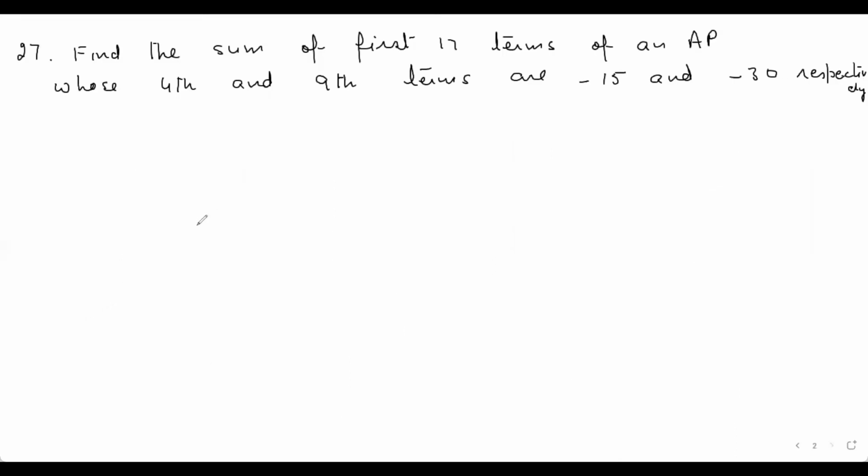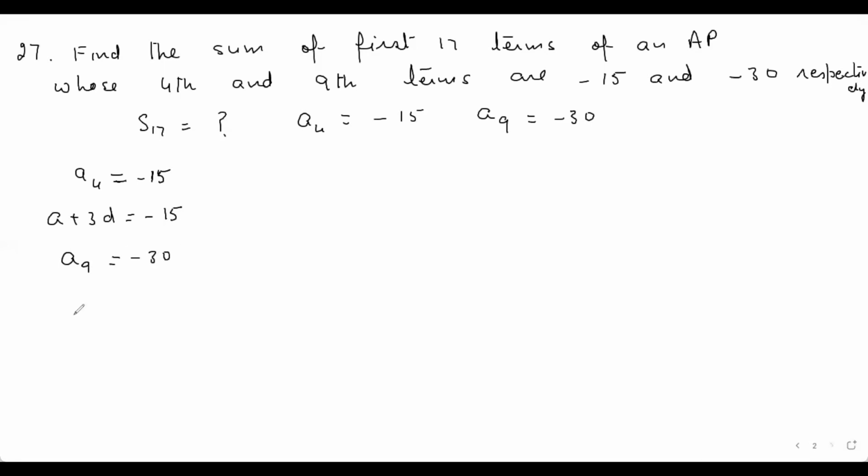Now the 27th question is, find the sum of first 17 terms of an AP whose 4th and 9th terms are minus 15 and minus 30 respectively. Now what you have to do? You have to find the sum of 17 terms, when the 4th term A4 is given minus 15 and the 9th term A9 is given minus 30. Now A4 is minus 15. It means a plus 3d is equal to minus 15. A9 is equal to minus 30. It means a plus 8d is equal to minus 30.